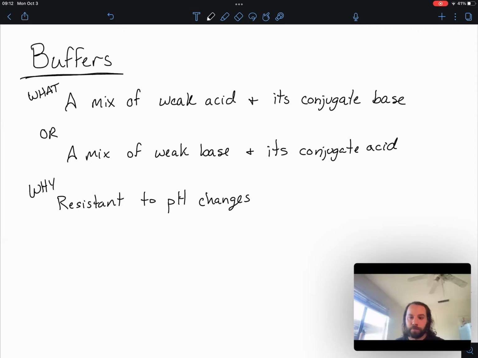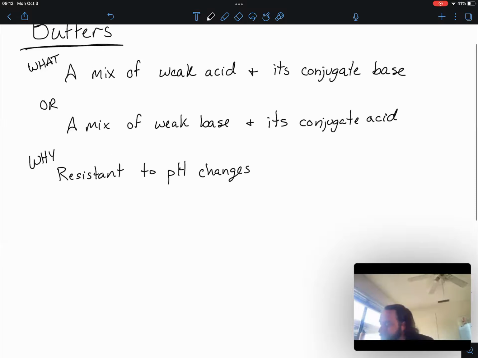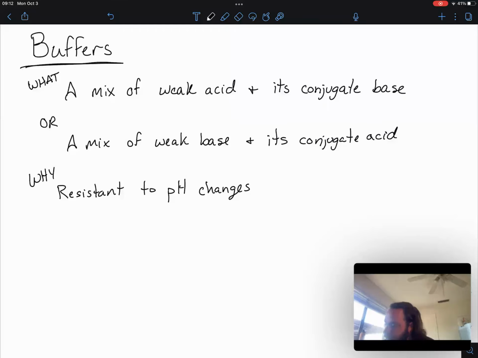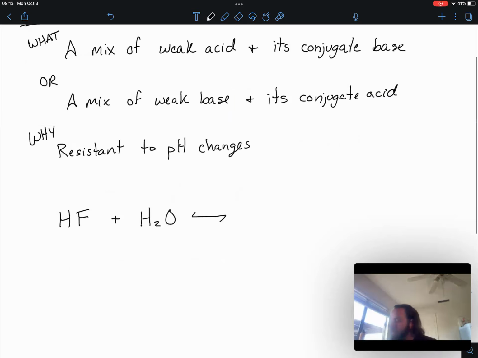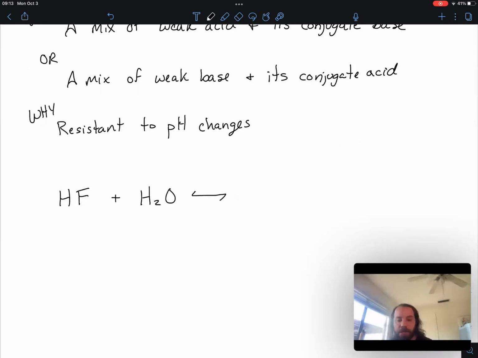All right, so first thing we're going to do is we're going to take a look at a buffer system here. So we're going to have HF, which is a weak acid, and we're going to put that into water. And based on what we did last week, you're going to take a second and tell me what the conjugate acid and conjugate base are. What are the products of this reaction?